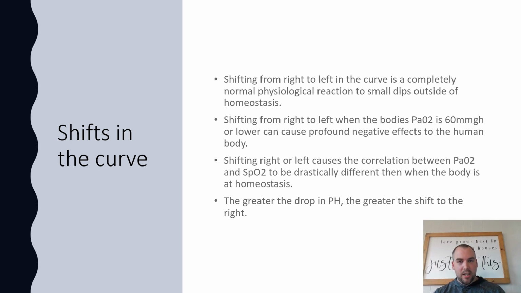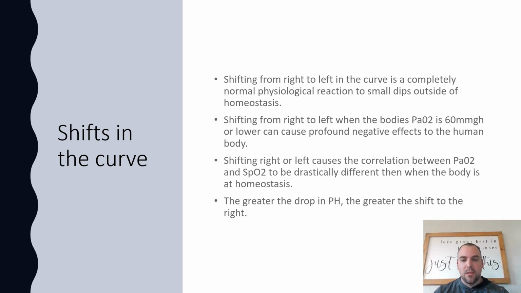Back to that 60 millimeter mark. If your PaO2 is at the 60 millimeter mark or lower, a right or left shift means a massive difference between relative SpO2 and PaO2. Your body can't handle that drop. We already talked about that. But your body certainly can't handle a right or left shift when the PaO2 is below 60. Which just kind of re-hits home the fact that we don't let people's PaO2 get below 60. The whole oxygen therapy standard is written around that fact. We don't ever want people's PaO2 below 60.